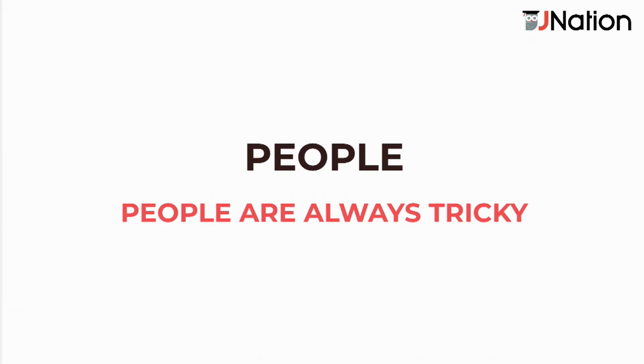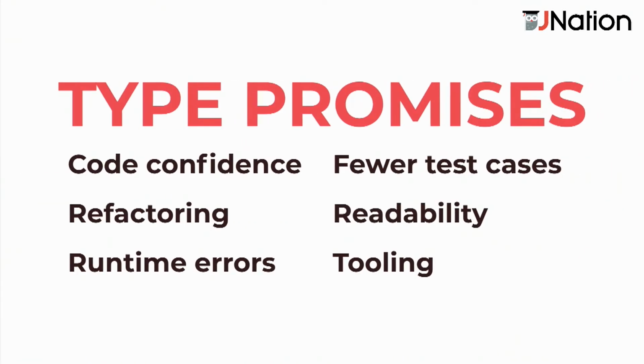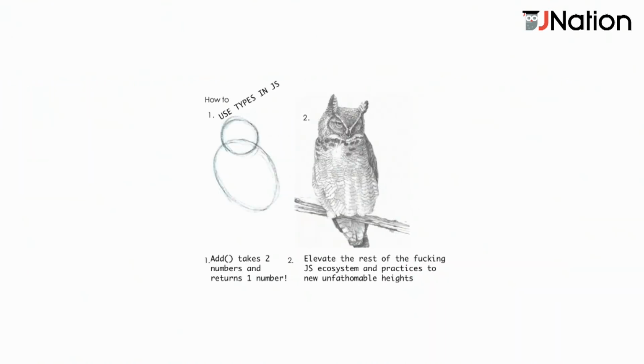So there's a lot of empathy you need to keep for your team, because we made you feel more junior and less effective by just following your blind proposals for this whole new type language. But there's all these benefits. You've read about them, you believe them, there's people on Twitter who tell you it's true. But you just don't know how to get there. So this is our 2-step process for using types in JS. Add takes 2 numbers and returns a number. Great. And then we just elevate the rest of the fucking JS ecosystem and practice it to new unfathomable heights. Easy.